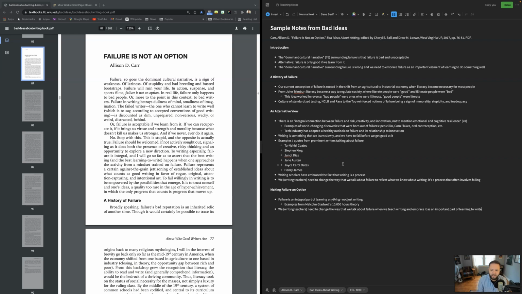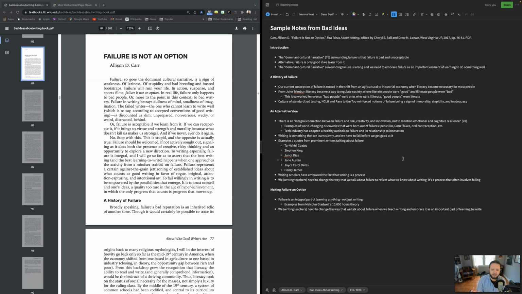So what I have done here is I've put together a reverse outline. I'm using an example from the free online book called Bad Ideas About Writing, and I'm using a chapter titled Failure is Not an Option by Allison D. Carr. I put this together, and I have the chapter over here on the left.